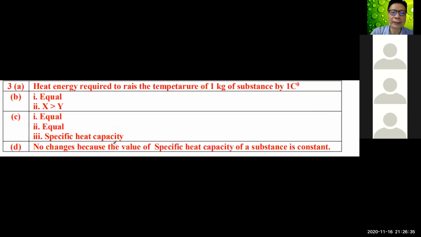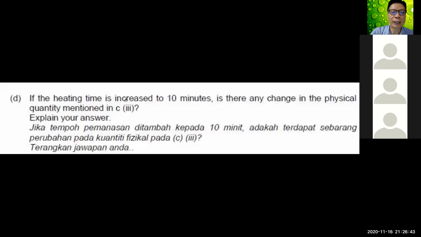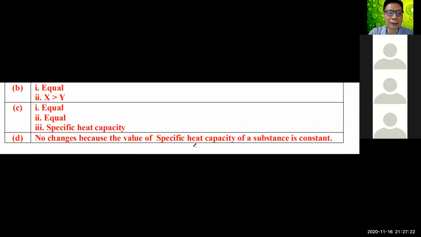And the last one, D. What does the question ask? If the heating time is increased by 10 minutes, is there any change in the physical quantity mentioned? That means the specific heat capacity. Will you change the specific heat capacity or not? No, because the value of specific heat capacity for a substance is fixed. Water is 4,200, oil maybe 900. It's different for each, but fixed. It doesn't matter how long you heat it, it won't change the specific heat capacity. So the answer is no change, because the value of specific heat capacity of a substance is constant. Okay, copy down all the answers.